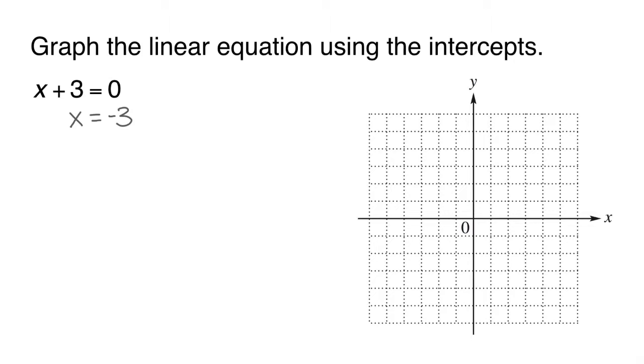This means that for any y value, x is equal to -3. So if we create a table of x, y values, if y is 0, x is -3. That's the x-intercept. But there is no y-intercept. There's no point when x will equal 0 on this line because x equals -3.